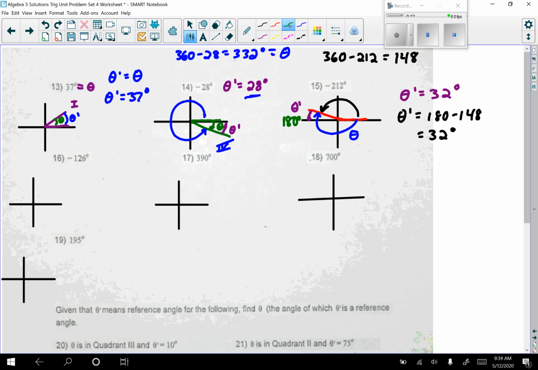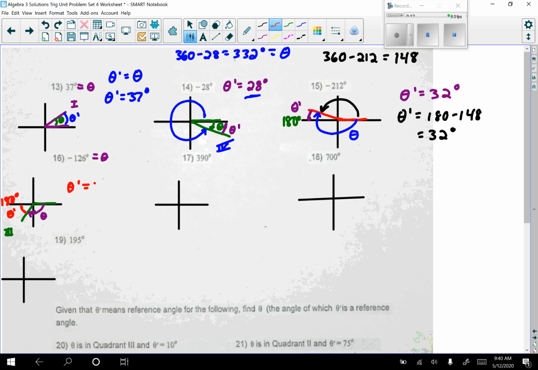All right, looking at 16, negative 126 degrees. So that's going to put us in quadrant 3. Negative 126, just 36 degrees past the 90 mark here. So we could look at something like this. So again, this would be theta. Again, we're basing this off of 180. We just need to figure out how much further we need to go here for theta prime. So again, we could just do the 180 minus 126 because in all reality, we've just rotated 126 degrees. We need to figure out how much more we need to go to get to 180.